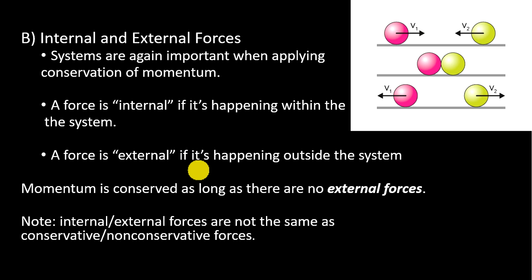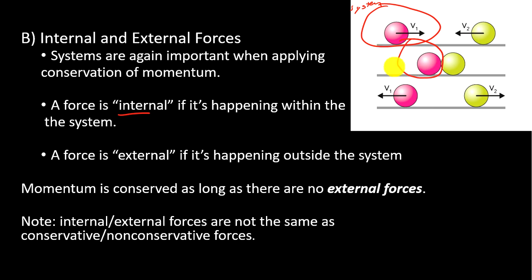And it again goes back to systems. Systems were important for forces a little bit. They were important for energy. They are also important for momentum. And it's all about whether a force is internal or external. So we say that a force is internal if it's happening within the system. If my system is just this pink ball here, the only forces that would be internal would be like the atomic forces maybe holding the ball together. When this ball slams into the green ball, it is applying an outside force, an external force.